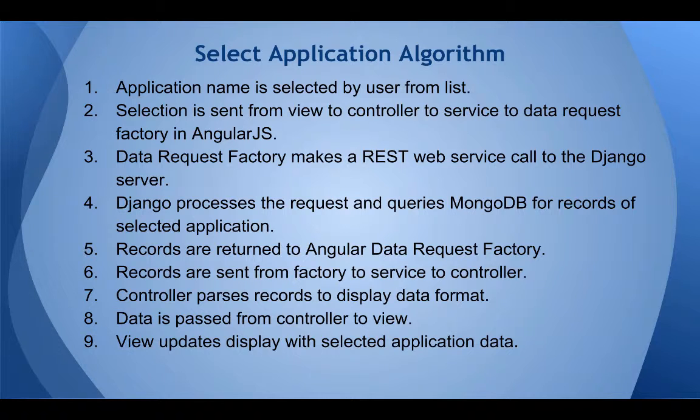The Django server takes this call and then processes the request, querying the Mongo database for records of the selected application. Records are then returned to the data request factory, which are then sent from the factory to the service to the controller. The controller parses the records to the correct format to be displayed. The data is then passed from the controller to the view, and the view updates the display.